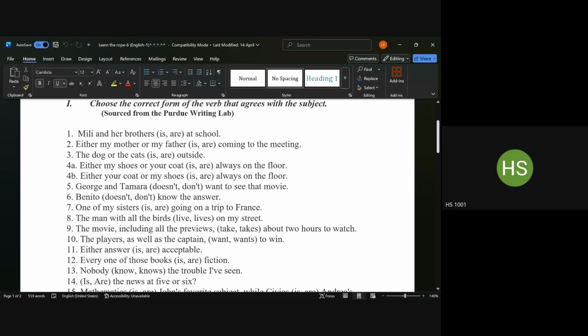Now, second one: either my mother or my father are coming to the meeting. Are we talking about a singular subject or a plural subject? Either my mother or my father, singular, right? So we are not saying both. We are saying either this or that. So the choice is between one or the other. It's not going to be both the subjects. It's going to be either the mother or the father. One person is going to come. So, either my mother or my father is coming to the meeting, right? So this is the difference between the compound subject and the subject that gives an alternative or a choice.